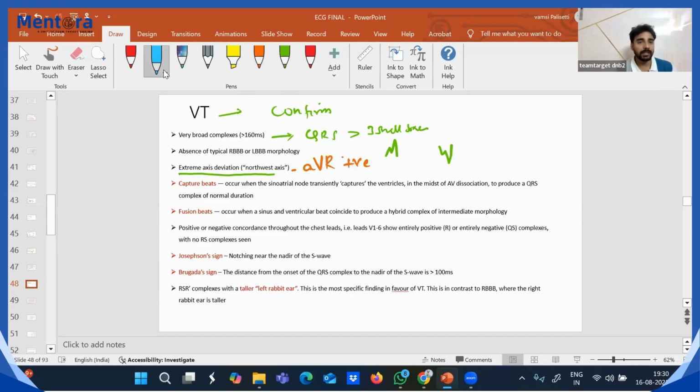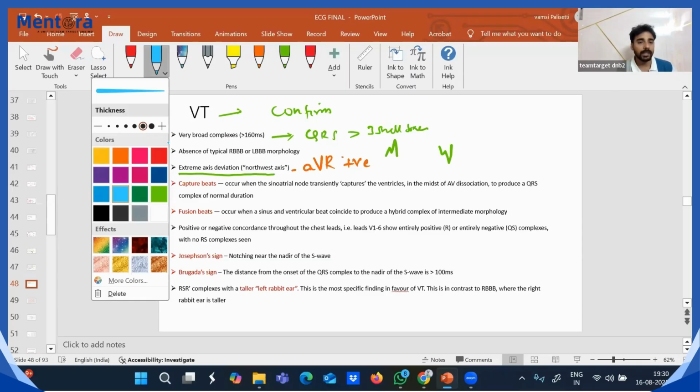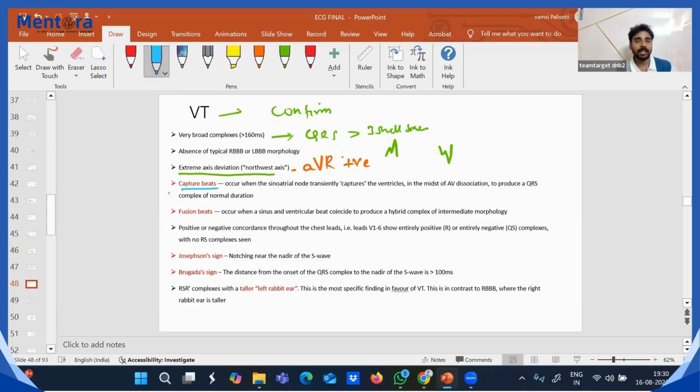Let us see what capture beats are. Normally in ventricular tachycardia, what is going to happen? The SA node is suppressed, the AV node is suppressed, only the ventricle is contracting, because of that you are having wide complex tachycardia. But sometimes the sinus node may depolarize, so that impulse may reach through the conduction system and come to the ventricle. That is called a capture beat. That beat is captured. Because it is passing through the conduction system, you will have a narrow QRS.